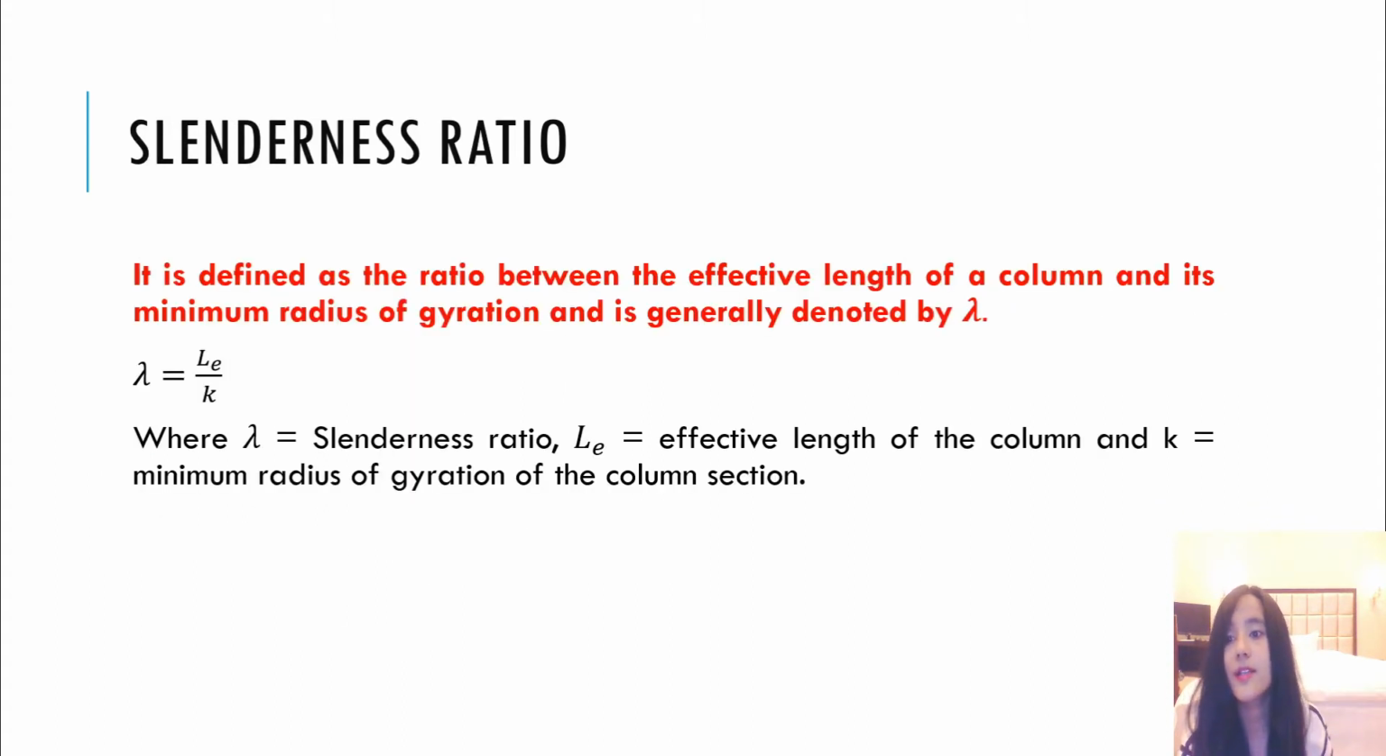Now slenderness ratio. Slenderness ratio is defined as the ratio between the effective length of a column and its minimum radius of gyration, and is generally denoted by this symbol which is called lambda. ये symbol को हम lambda बोलते हैं. So lambda equals the ratio of the effective length of the column divided by the radius of gyration. Okay.